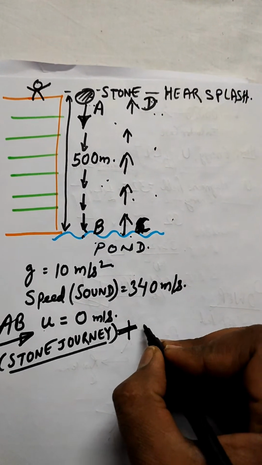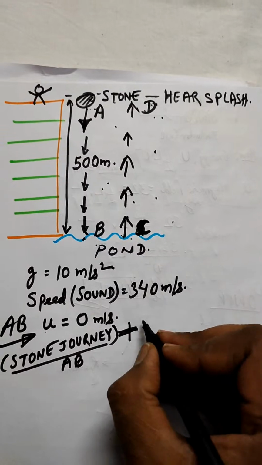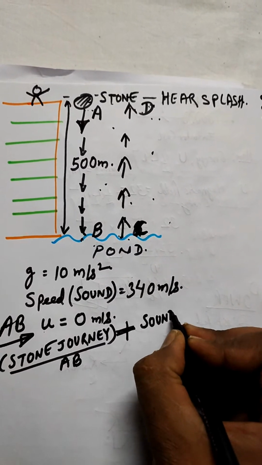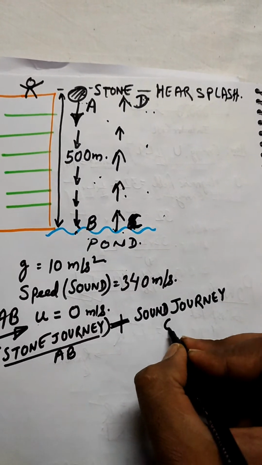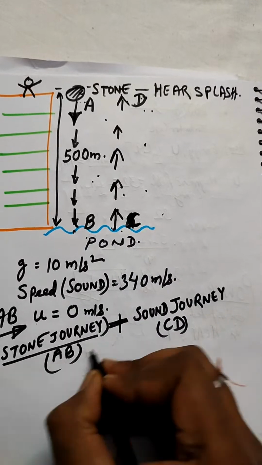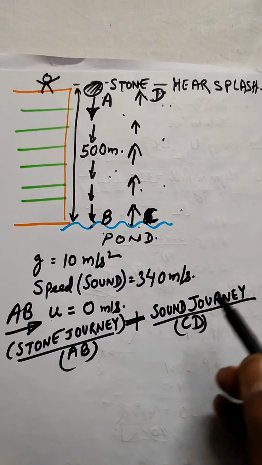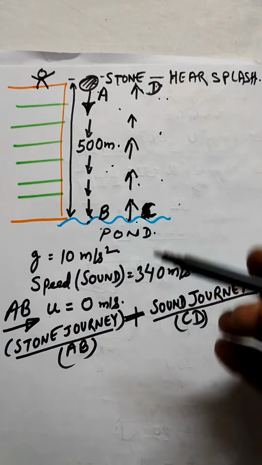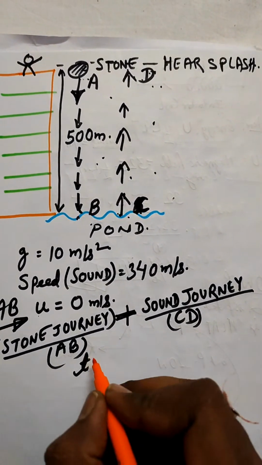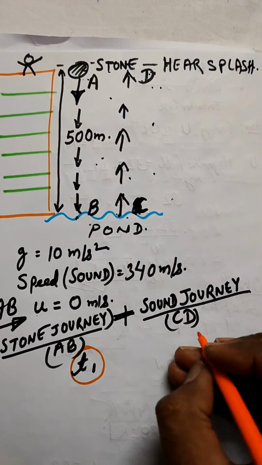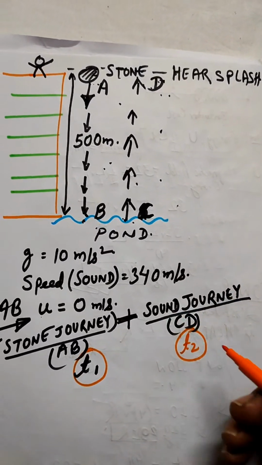That means stone journey from A to B, and sound journey from C to D, right? So two parts are captured over here. When the stone is going downward, this will give you one time, let's say T1, and I'm circling it with a different color, T1, and here you are getting T2. That means the sound journey by CD.